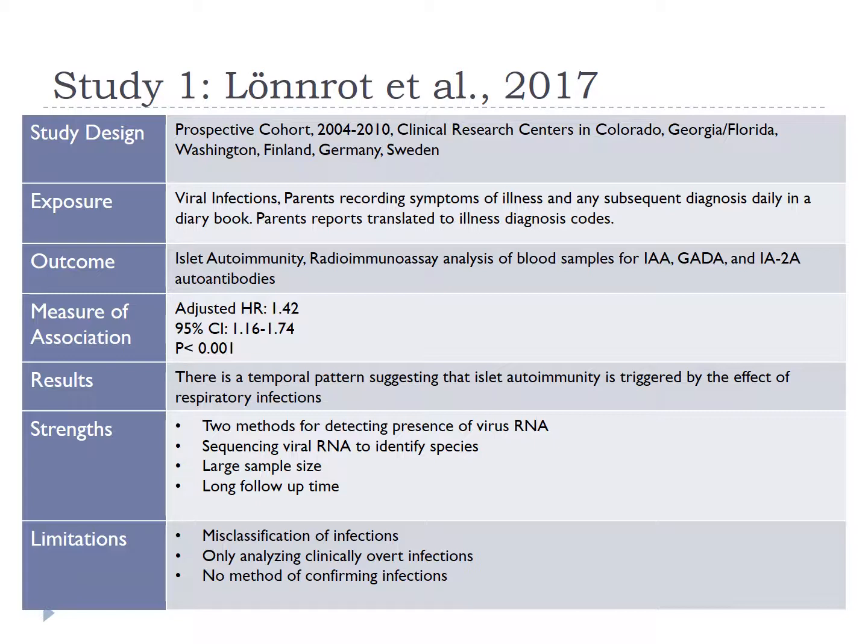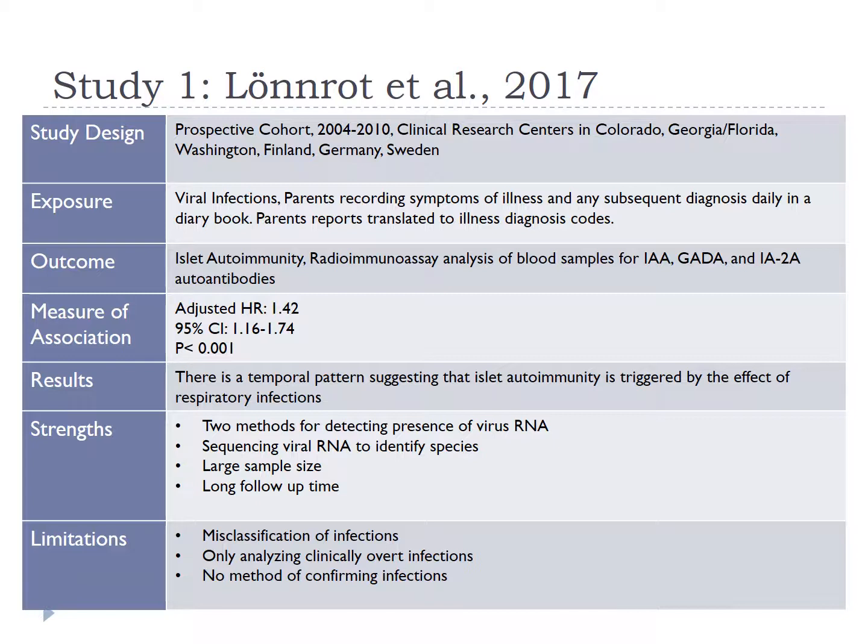The exposure was viral infections. They measured this by having parents record symptoms of illness and any subsequent diagnosis daily in a diary book. Parents' reports were translated to illness diagnosis codes by nurses every 3 months. The outcome was islet autoimmunity and was measured by radioimmunoassay analysis of blood samples for IAA, GADA, and IA2A autoantibodies.